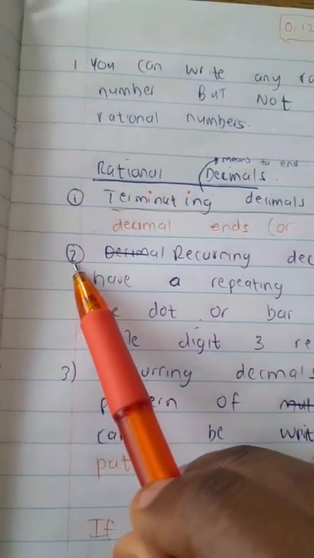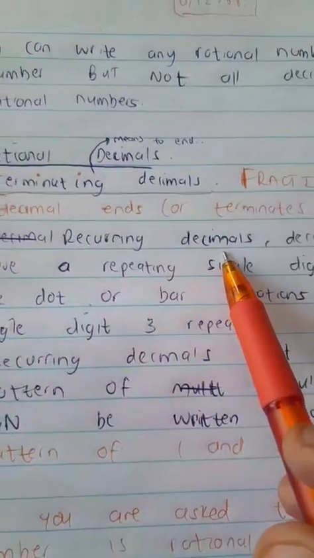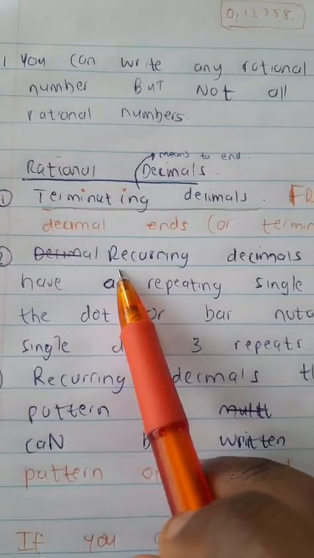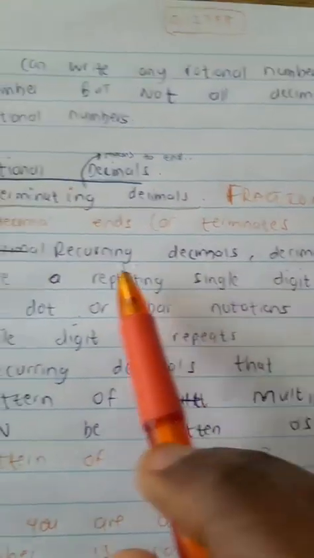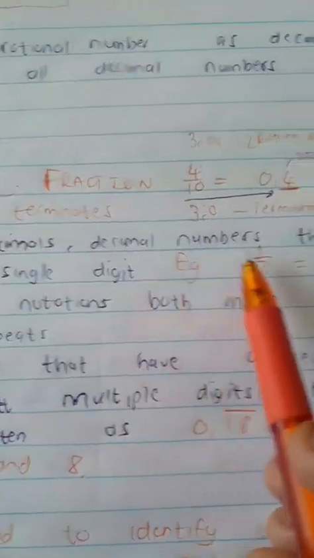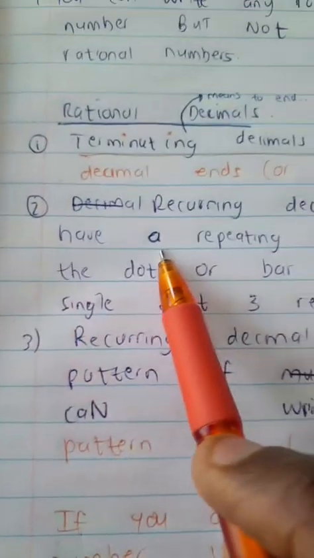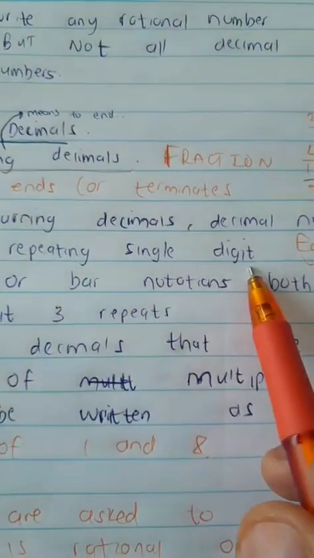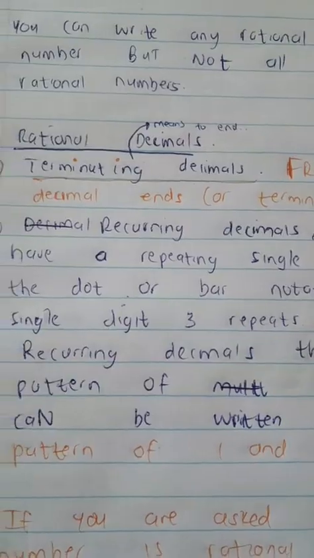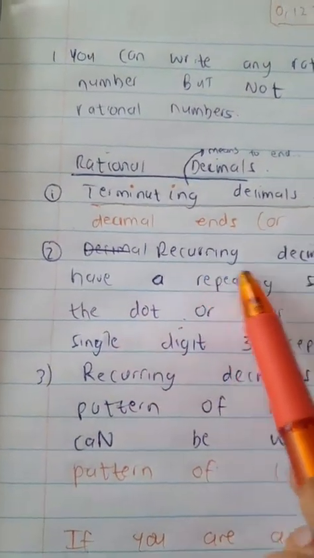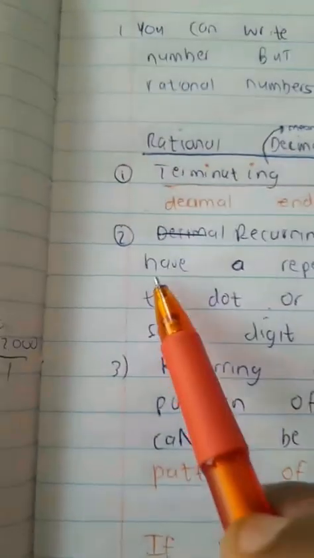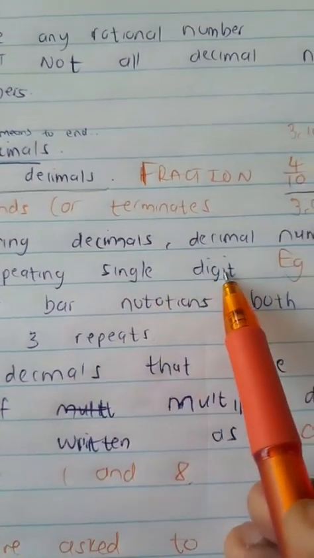Let's move on to recurring decimals. Another type of decimal number that we get is when numbers repeat after the comma. Recurring decimals are decimal numbers that have a repeating single digit. Well, it can be a repeating single digit, or sometimes it can be multiple digits repeating. But something to note is that recurring decimals are decimal numbers that have a repeating digit.